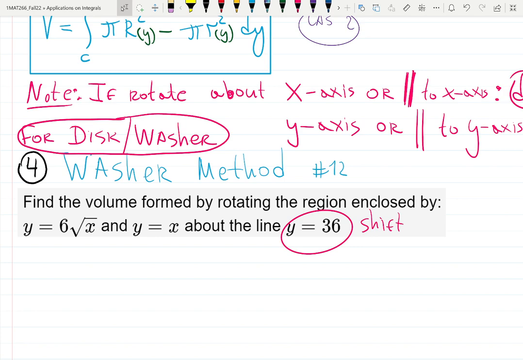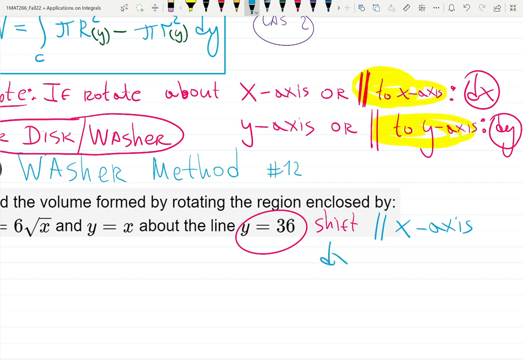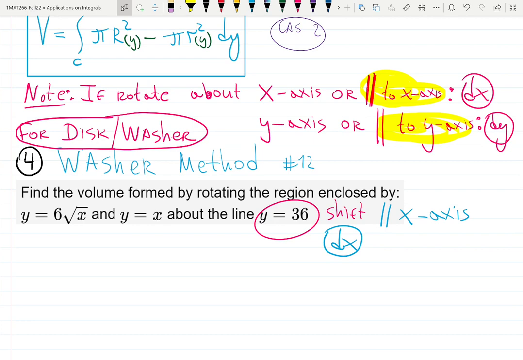Which one? dx. But it's y equals 36. Why not dy? You need to figure out which axis this line is parallel to. Is this line parallel to the x-axis, or is it parallel to the y-axis? Well, if you draw it, y equals 36 is horizontal. So it's parallel to the x-axis. So you were right. It is actually the x case. That's how you know. Does it make sense? Pretty cool idea.